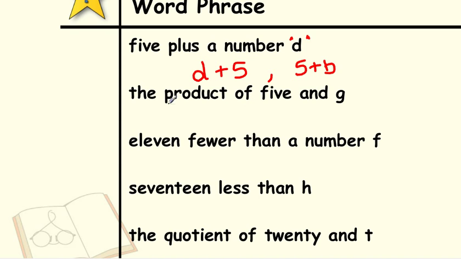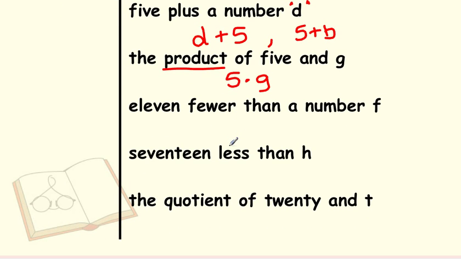The product, product is one of those words we typically have some trouble with. Product means to multiply, so in this case I'm going to multiply 5 times g. Next one, 11 fewer than the number f. I want to take 11 fewer, 11 less than. 11 subtracted from a number f. Well, in order to do that, I need to know what the number f is first, and then take 11 away from that.